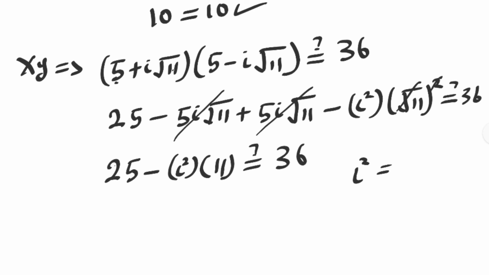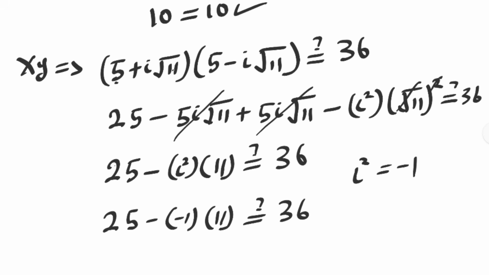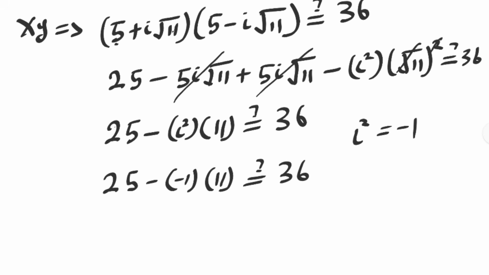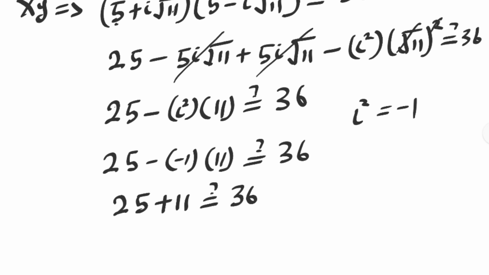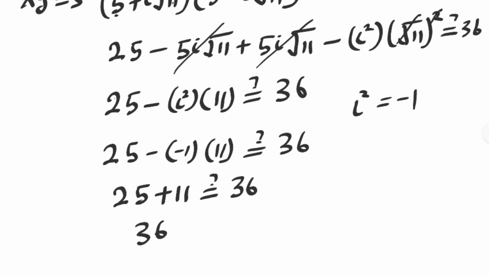i squared is equal to minus 1. 25 minus bracket minus 1 multiplied by 11 must be equal to 36. Now, minus multiplied by minus 1, that is plus 1 times 11, that is 11. 25 plus 11 must be equal to 36. 25 plus 11, this is 36, is equal to 36, which is true.